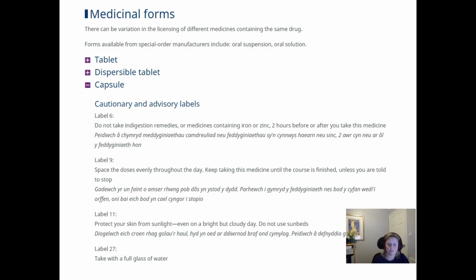Take the medicine at regular intervals, and this one here, label 11, protect your skin from sunlight, and that's to do with the hypersensitivity, the photosensitivity reaction. So if you go out into bright sunlight whilst taking this medicine, you're more likely to develop the sensitivity reaction, more likely to develop a rash, and have very sore skin or an effect according to that. And it's important that you swallow it whole with a full glass of water.